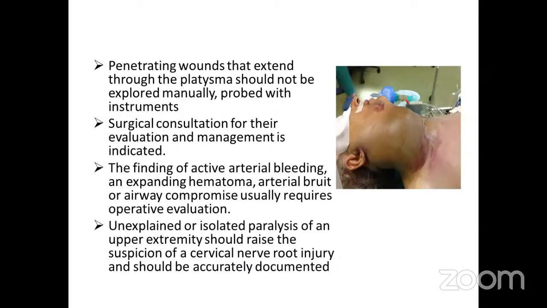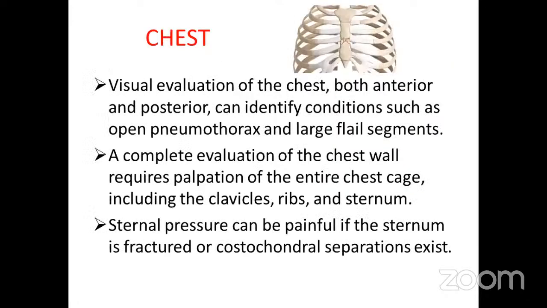And you can see in this image, there is a large hematoma seen at the carotid level. Penetrating wounds that extend through the platysma should not be explored manually or probed with instruments. You need a surgical consultation for any penetrating injuries to the neck, as there are high chances of them having a vascular injury as well. The finding of active arterial bleeding or an expanding hematoma with arterial bruit requires immediate operative evaluation. These sorts of hematomas are likely to compromise your airway within a very short time, so you need to be careful in protecting your airway as well.